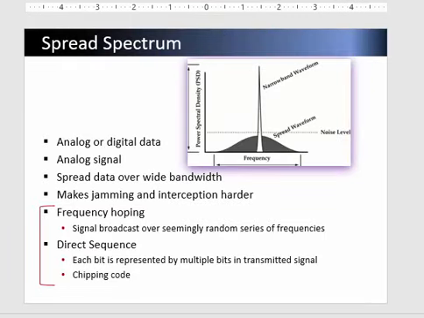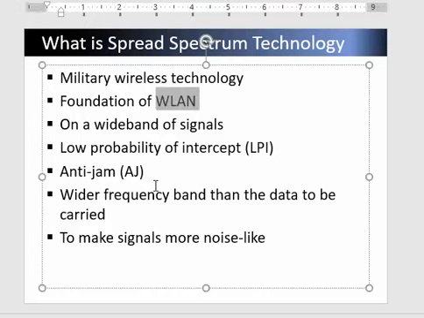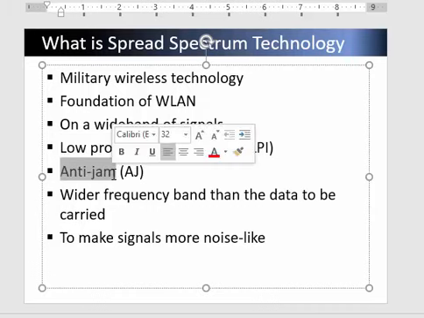Basically, spread spectrum is the following. It was developed in World War II by the military and is now widely used for wireless LAN. Having spread spectrum gives a very low probability of intercept and anti-jam, which is really good. That's what we have these days, right?